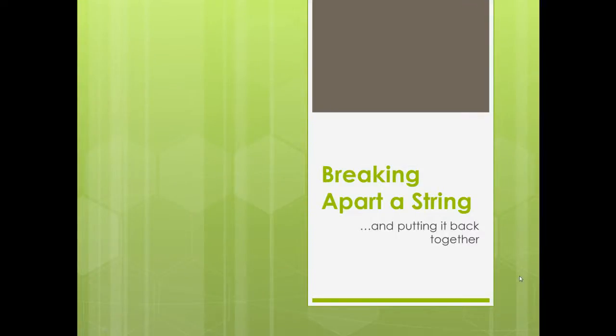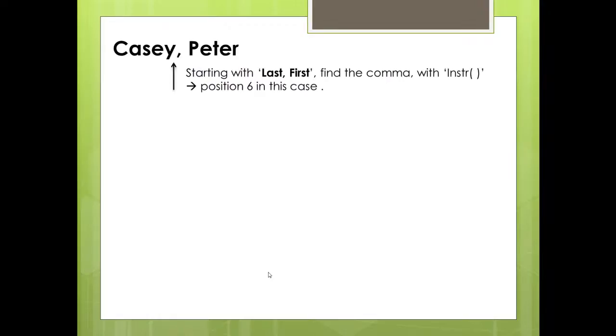So with this video, I'm going to do a little exercise of tearing apart a string and putting it back together again. This is an exercise for a piece of code you're actually going to write. The very first thing we're going to start with is names with the last name, comma, first name. In this particular case, of course, we need to find out where that comma position is so that we can actually start tearing this string apart.